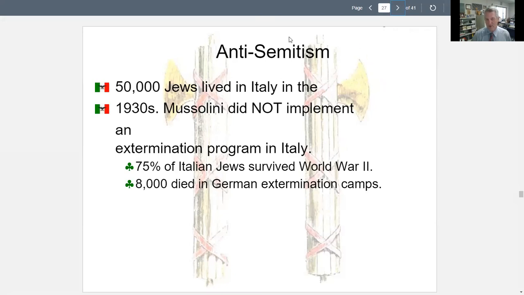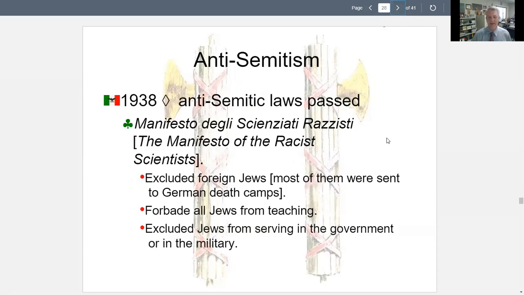Now, there is a strong anti-Semitic view in Italy, obviously highly Catholic. There were 50,000 Jews who lived in Italy in the 1930s. He wasn't similar to Hitler in terms of wanting to exterminate the Jews in Italy, but basically he is going to treat them as non-Italians, all right, non-Italians. He does pass a number of anti-Semitic laws, right? They exclude foreign Jews. They forbid all Jews from teaching and exclude Jews from serving the government or military.